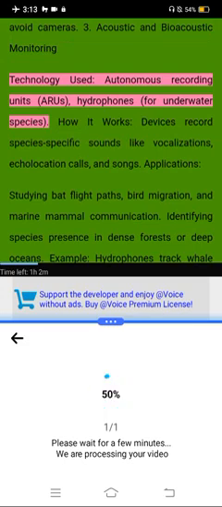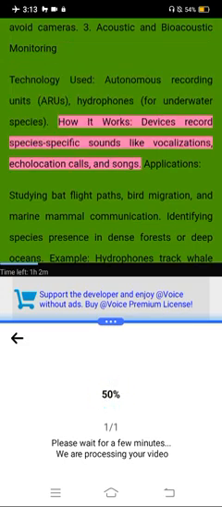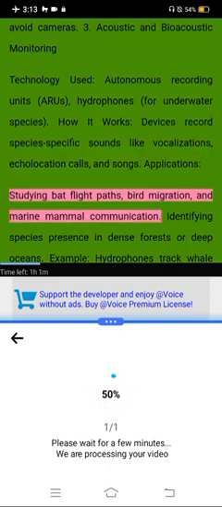Technology used: autonomous recording units, ARIS, hydrophones for underwater species. How it works: devices record species-specific sounds like vocalizations, echolocation calls, and songs. Applications: studying bat flight paths, bird migration, and marine mammal communication.